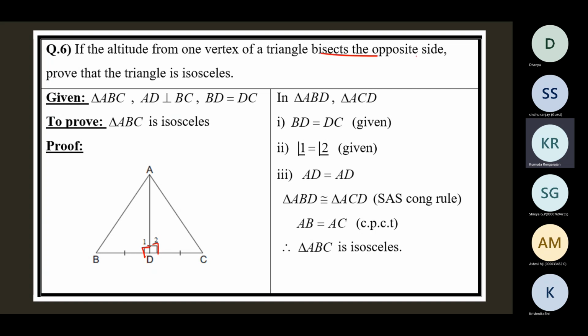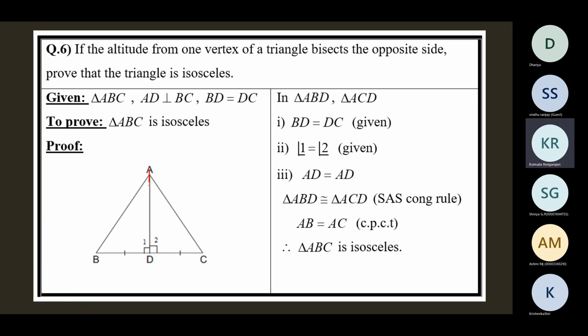And it's given that it bisects the opposite side. The altitude bisects the opposite side. That means BD is equal to DC is given. The altitude AD is landing on BC, so it bisects BC. That means BD is equal to DC. With this, we'll have to prove that the triangle is isosceles. That means you should prove that AB is equal to AC.